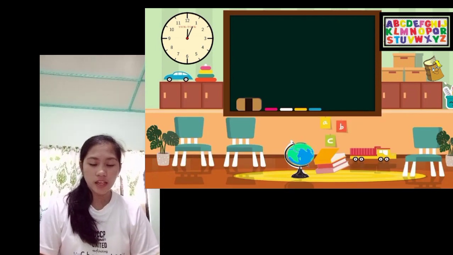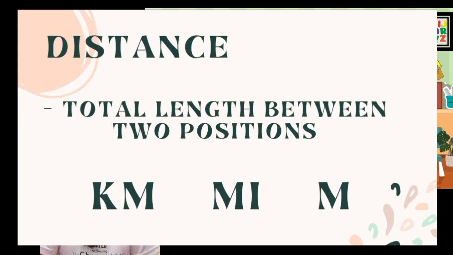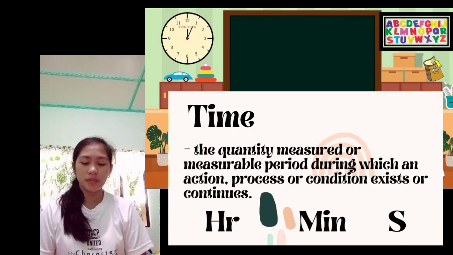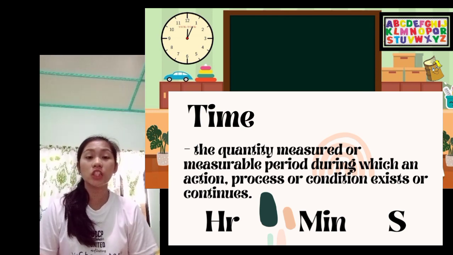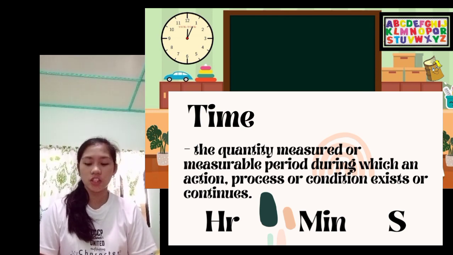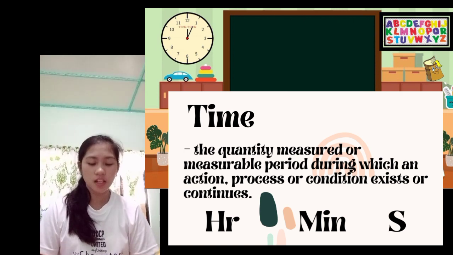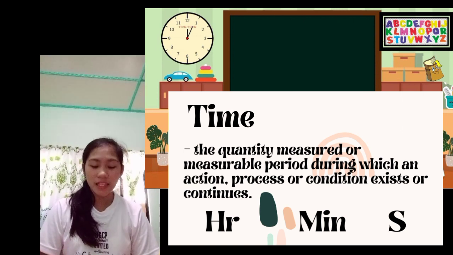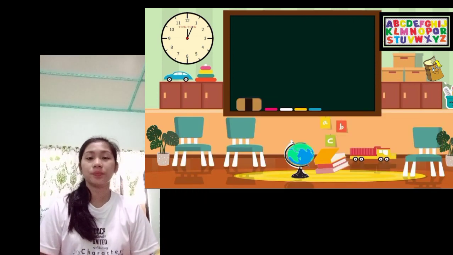So the next one is the distance. Distance is the total length between two positions. Some of the units used in distance are kilometer, mile, and meters. The next is the time. It is the quantity measured or measurable period during which an action, process, or condition exists or continues. Some of the units used in time are hour, minutes, and seconds.